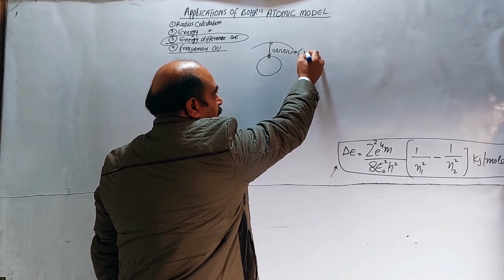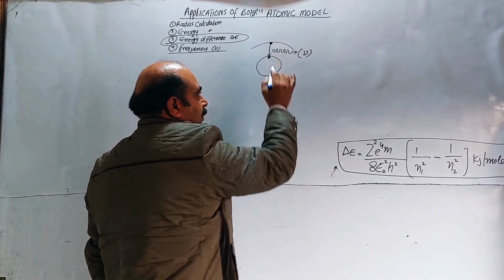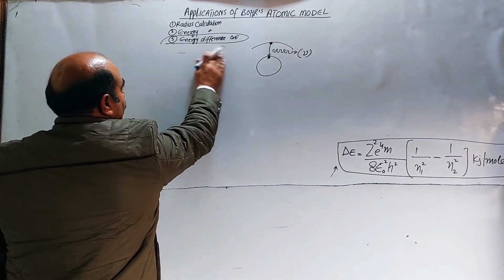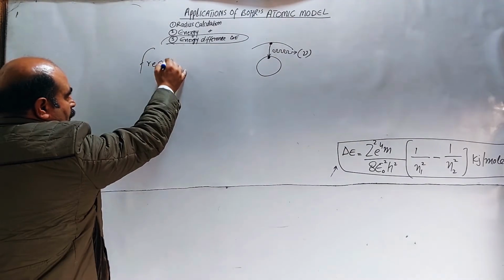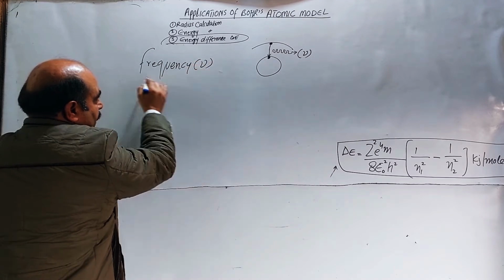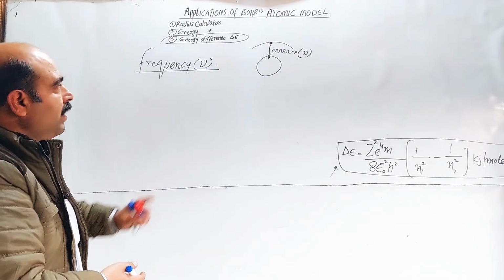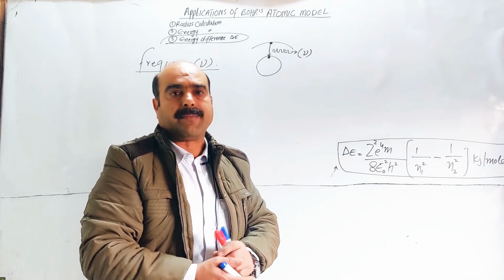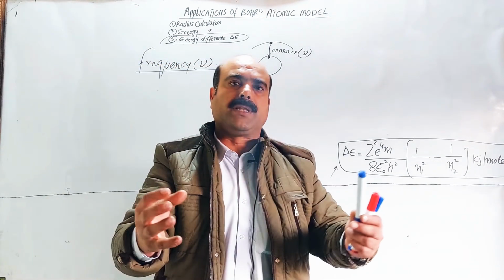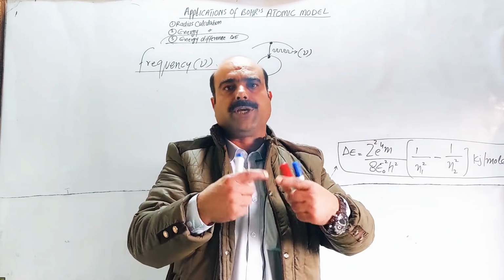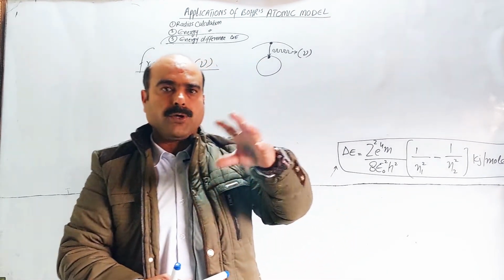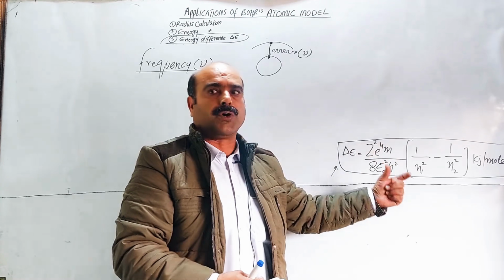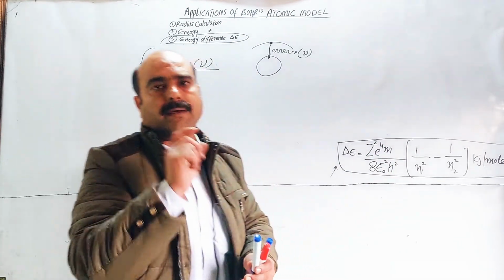The frequency can be calculated with the help of the Bohr atomic model. The next topic is the application of the Bohr atomic model to calculate the frequency of the emitted radiation. Here we use the energy difference equation. The applications of the Bohr atomic model are interrelated. We have the equation for the energy of any orbit, then we use it to calculate the energy difference between two orbits, and the final equation is used to calculate the frequency of the emitted radiations.